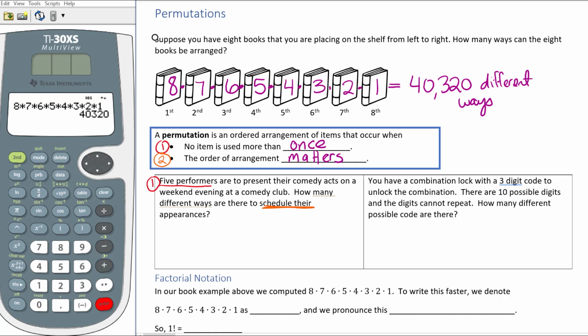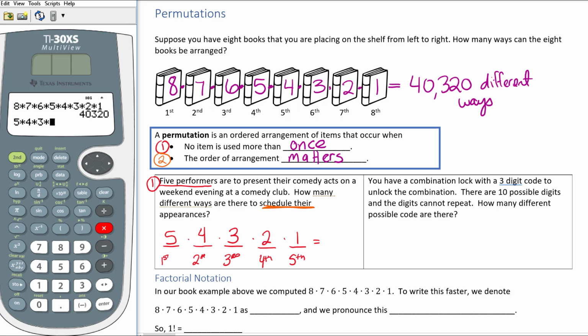It satisfies both requirements. So I am going to multiply the 5 different positions. For the first position, there's 5 different ways that the performers could go in for the first set. After the first performer performs, then there's only 4 people left backstage that can go up second. After the second performer performs, there's only 3 left backstage. And in the 4th spot, there's only 2 left. And in the 5th spot, after the first 4 have gone up, there's only one way that that's going to happen. The last performer has to perform. So if I take my calculator and multiply 5 times 4 times 3 times 2 times 1, that gets me 120 different ways that the performers could go up on stage.